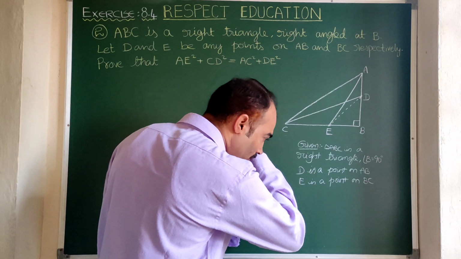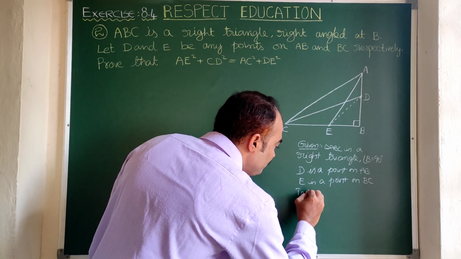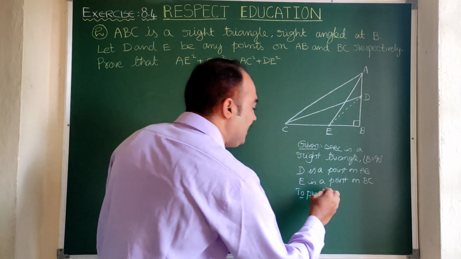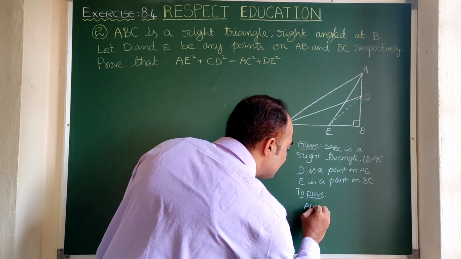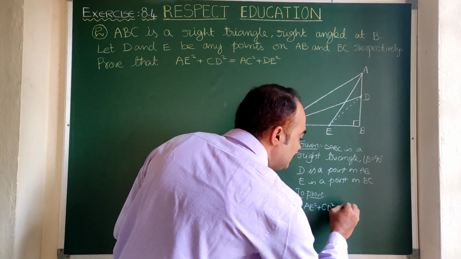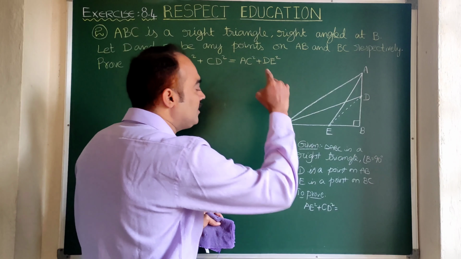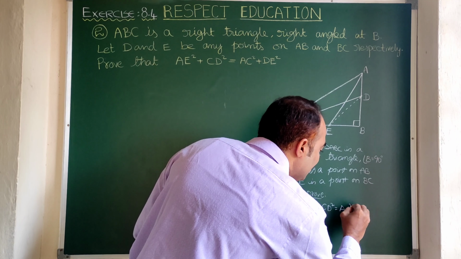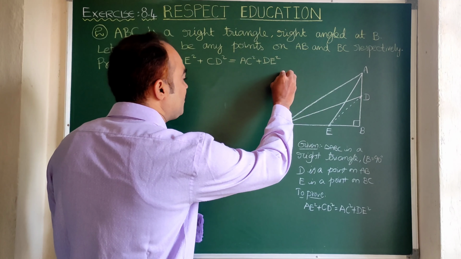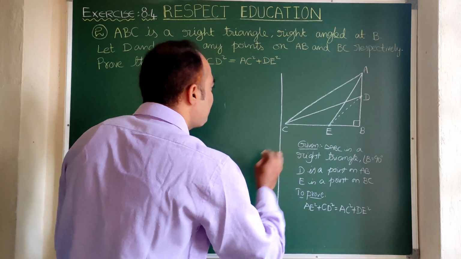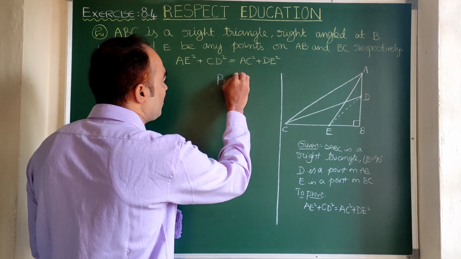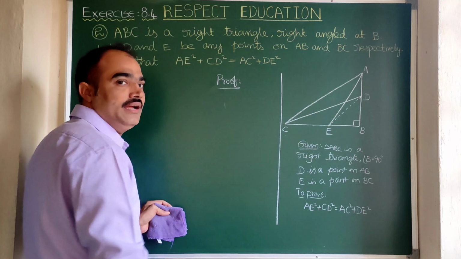Now here, what to prove? To prove, let us copy it: AE square plus CD square is equal to AC square plus DE square. Now here let us start the proof.